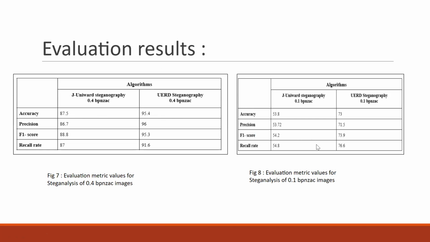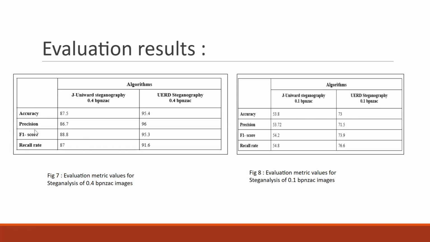But images with the 0.1 bpnzAC payload were very difficult to detect as they had only a little information. So the model couldn't work that well, even when the model was not that complex. But this is the best value we got. This has 53.8%, and for UERD 0.1, we got around 73 percent.